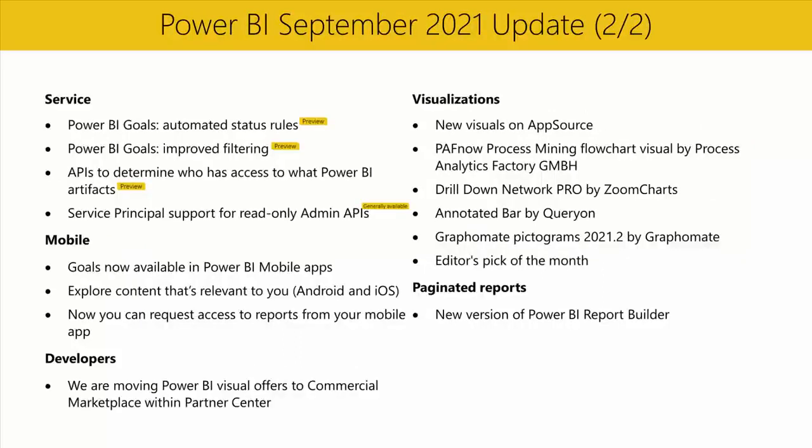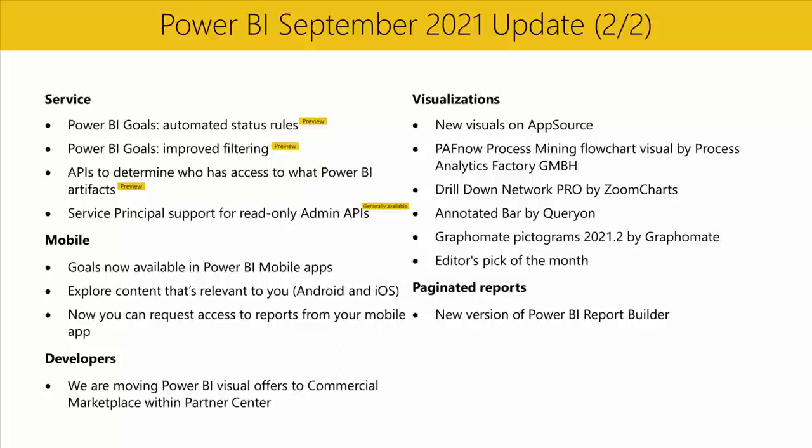Next, we have some exciting announcements for you in the Server section. First, we've added automated status roles to the Power BI Goals preview feature. One of the most important attributes of a goal defined within Power BI scorecards is its status. With this new release, scorecard authors will be able to automate status updates based on rules that govern the goal or sub-goal. Users will be able to precisely set when goals are on track or falling behind.